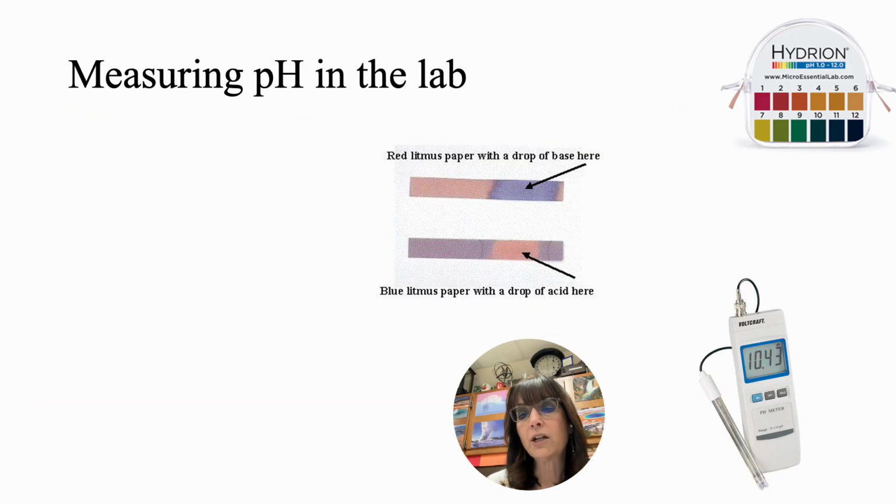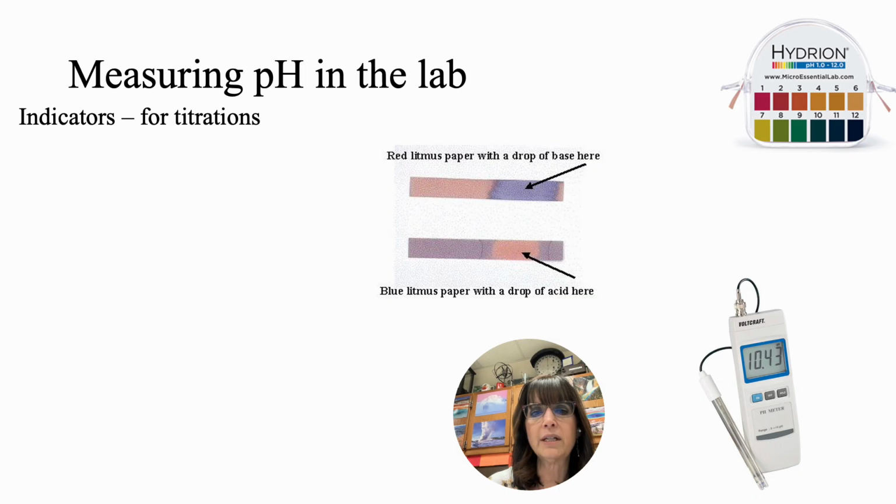Instead of doing an actual lab, we're going to do a simulation, but I've included litmus paper in the lab. It's not part of the simulation, but if you have this knowledge, you can answer the questions. Litmus paper comes as either red or blue. If you put red into a solution, it's either going to stay red or it's going to turn blue. If you put blue into a solution, it's either going to stay blue or it's going to turn red, okay?